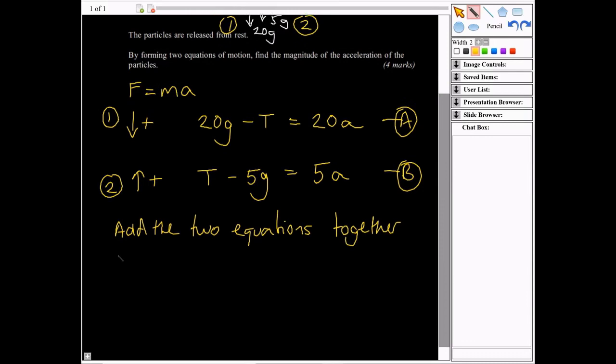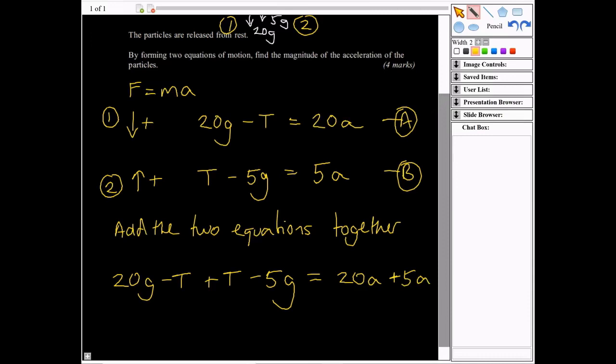Okay, so if I do a plus b, on the left-hand side I'm going to have 20g minus t, and then plus t minus 5g. And on the right-hand side, I'm going to have 20a plus 5a. So I'm just adding the two equations together. I've got 20g minus t from a, and then t minus 5g from b. I put those together on the left-hand side, and 20a and 5a together on the right-hand side.